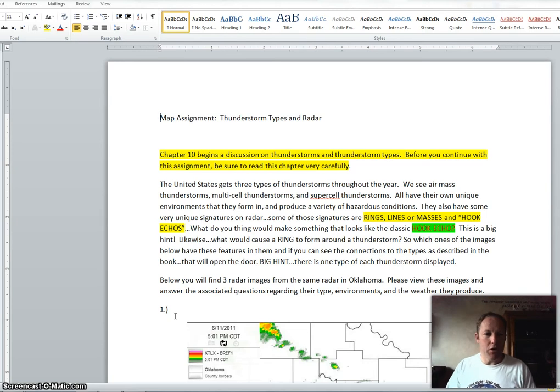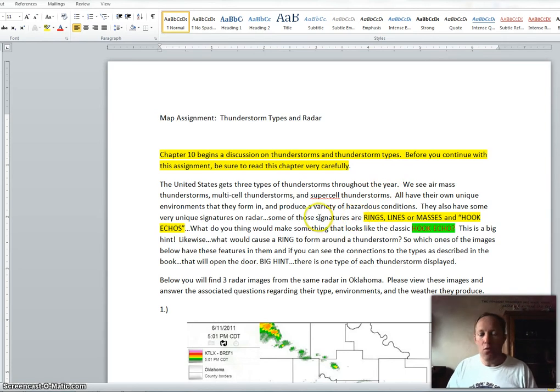Hi there. I want to look at what we're going to have for this week's homework assignment or map assignment, beginning with thunderstorms and thunderstorm types. We're going to look at them on radar, of course, and some examples. Very important to read the instructions very carefully, especially the first line here. Chapter 10 begins with a discussion of thunderstorms and thunderstorm types. Before you continue with this assignment, make sure you read that chapter very carefully first and highlight sections and things like that if you can.